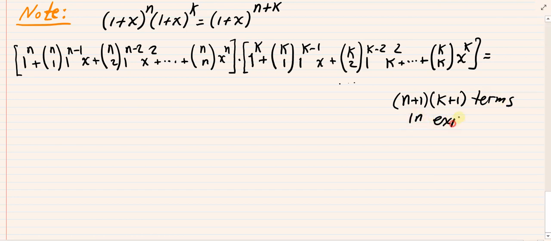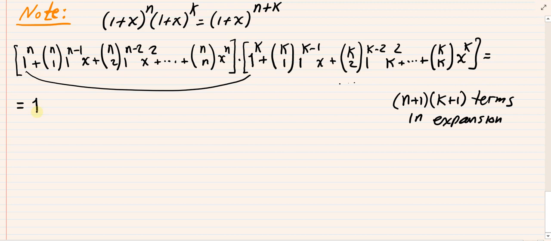In expansion. Now, what I want to do, however, is this. Let's say I'm going to look at the first few terms of this product. In other words, I'm going to multiply 1 times 1 here. So we're going to get 1. That's the first term in the expansion, right?